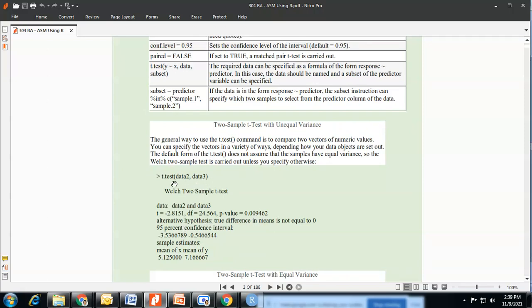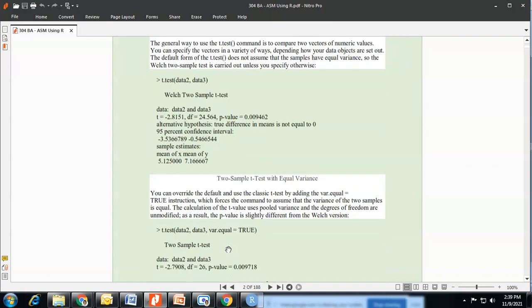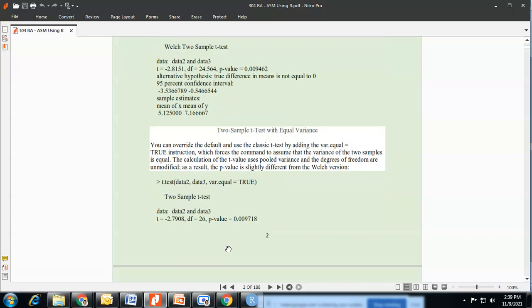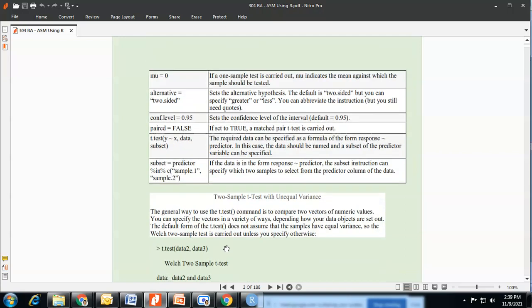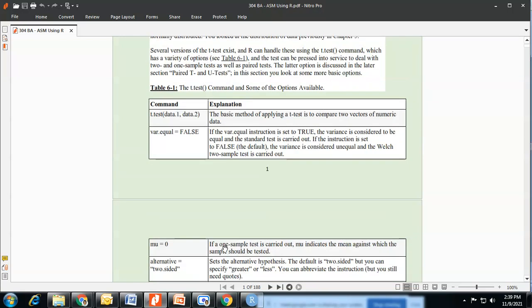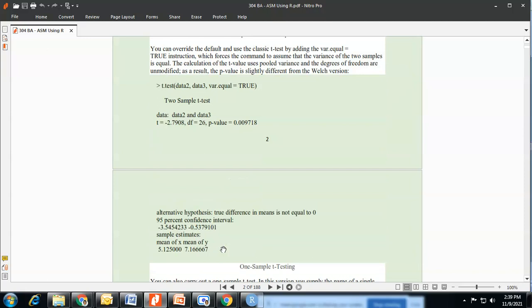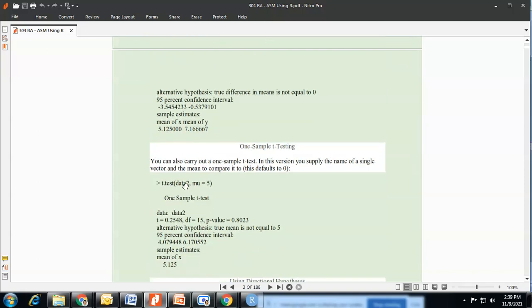P-value, t.test x comma y, data 1 data 2. Okay, here the syntax is little different. Data 1 data 2. Okay, var.equal is equal to true. So it is two sample. Here also it is two sample. Okay, so they have defined one sample, two sample, one sample t-test. Okay, only one data. So let us try this way.